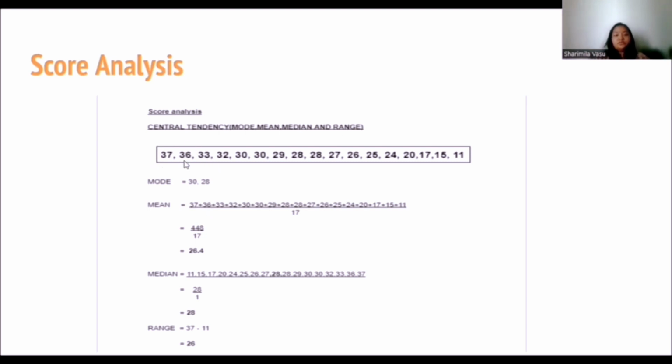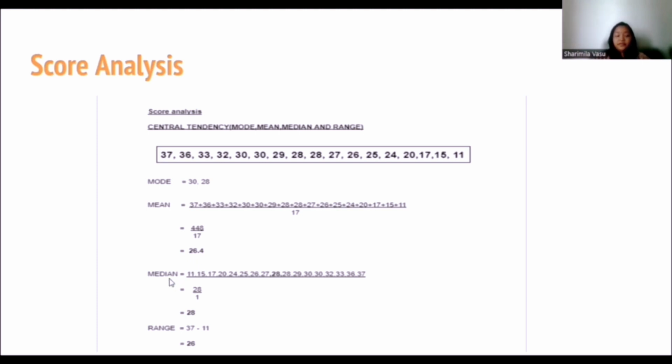So what we should do is we need to add all these and divide it by 17 because there are 17 responses. So the answer is 448 divided by 17 equals 26.4.